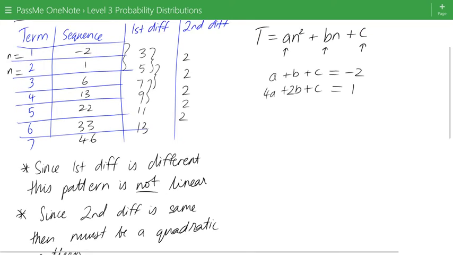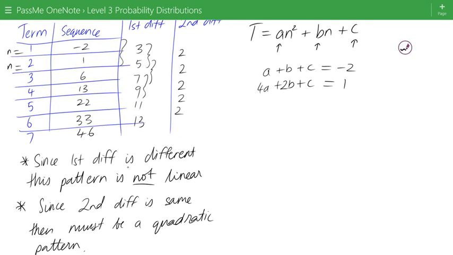Okay, now for our third term of the sequence, so putting 3 in, we're going to get 3 squared, which is 9, so I've got 9a. Putting in 3 here, we've got 3b. And then c is by itself, so we just leave that. And our third term is 6.